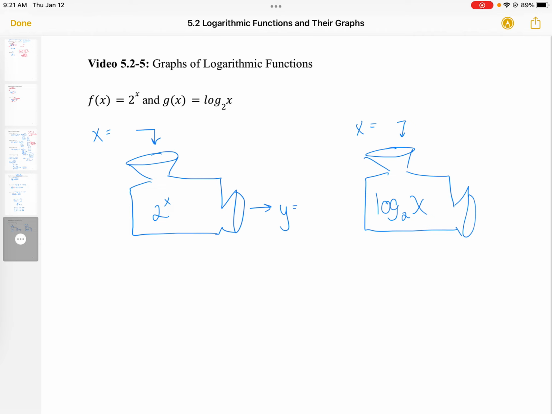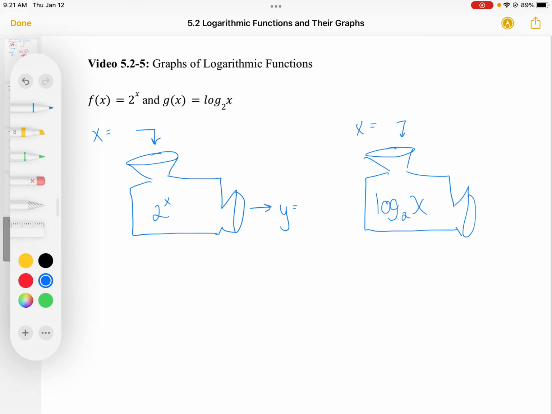Here I have a couple of function machines. The first one on the left is my first function. I'm just going to pick a value of x and drop it into this function. Let's just say we use 3. Take 3, plug it into this function, so this becomes 2 to the power of 3, which is 8.